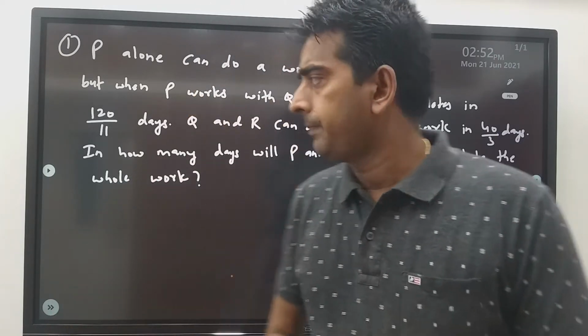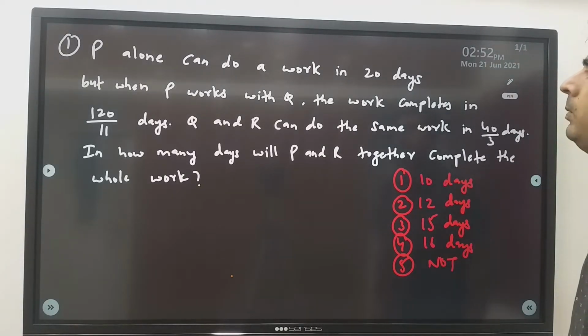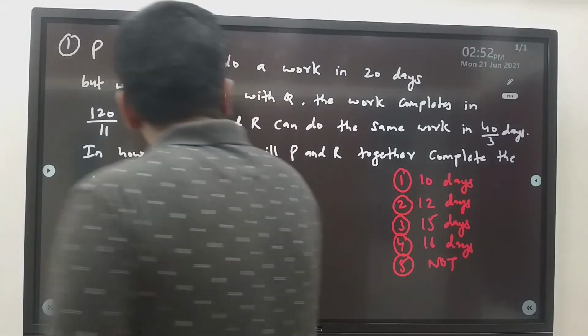So, first question: P alone can do a work in 20 days, but when P works with Q, the work completes in 120 by 11 days. Q and R can do the same work in 40 by 3 days. In how many days will P and R together complete the whole work? Right? Who are all there?